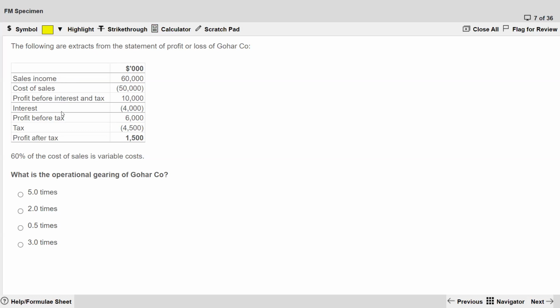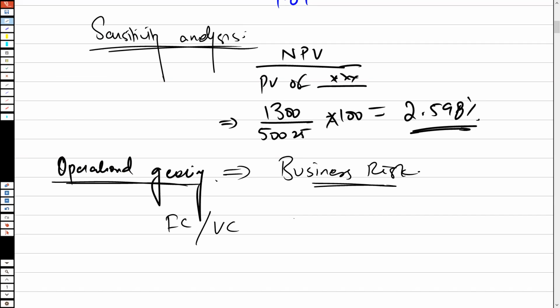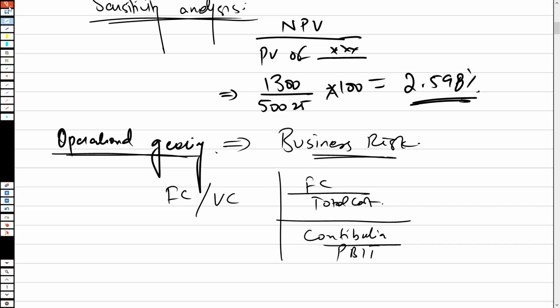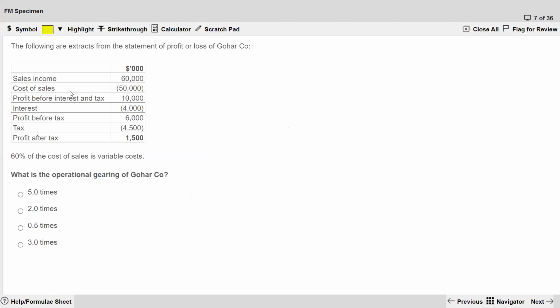Okay. So the different formulas for calculating the operational gearing: one of them is fixed cost divided by total cost. That's one way. The other one is contribution divided by PBIT. Now let's try to do this in this specific scenario. Do we have the sales income? Yes, the cost of sales is there. So we could try to calculate the contribution here.